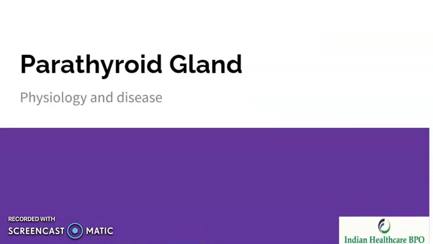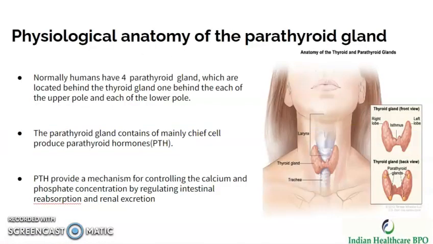So I'm going to talk about the parathyroid gland physiology and the diseases. First, I will talk about the physiological anatomy of a parathyroid gland. Normally, humans have four parathyroid glands which are located behind the thyroid glands, one behind each of the upper pole and each of the lower pole.